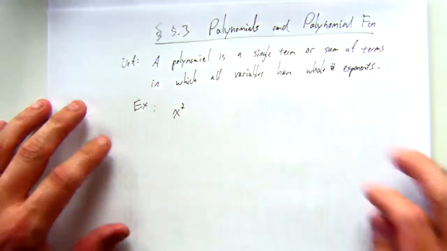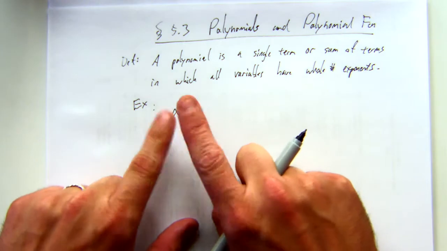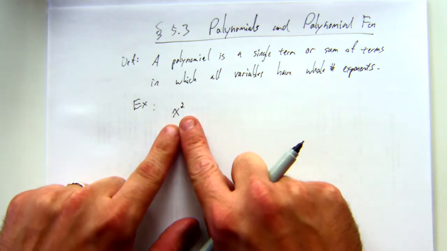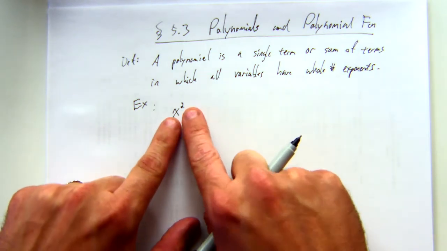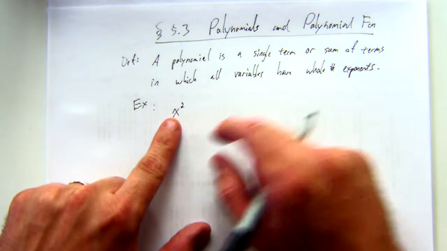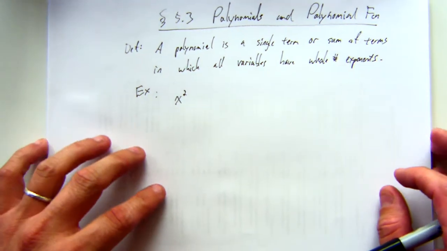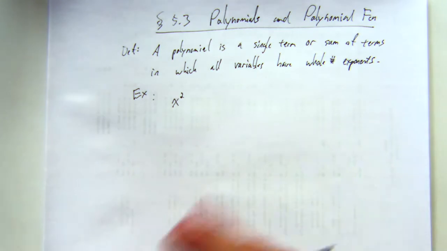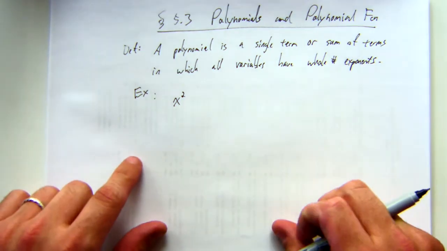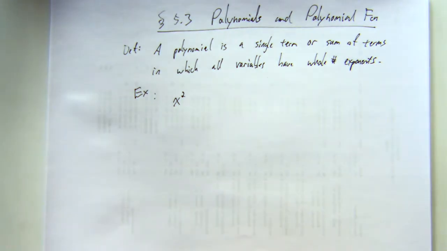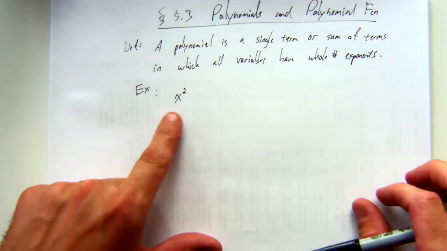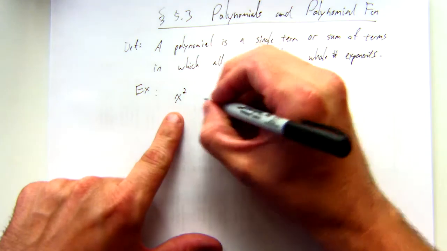X squared. This is a single term. The variable x has an exponent of 2, is 2 a whole number? What are your whole numbers? You'll need to know that, right? 0, 1, 2, 3, things like that, right? So this is a polynomial.